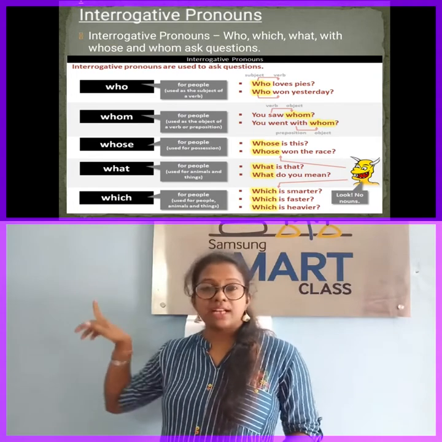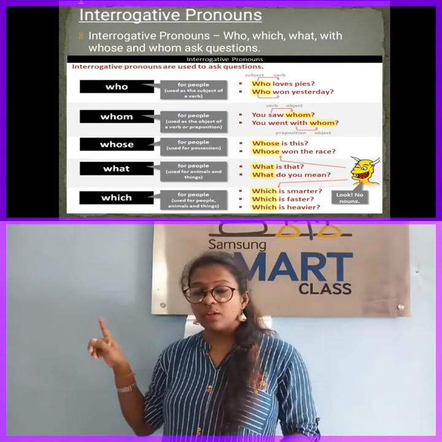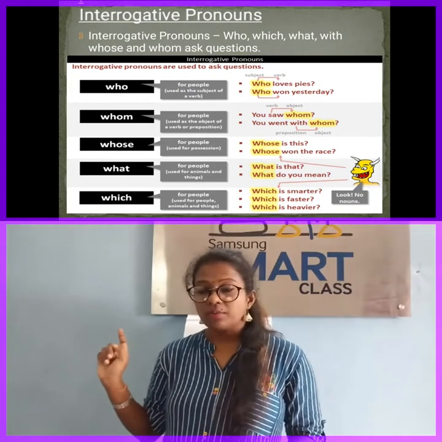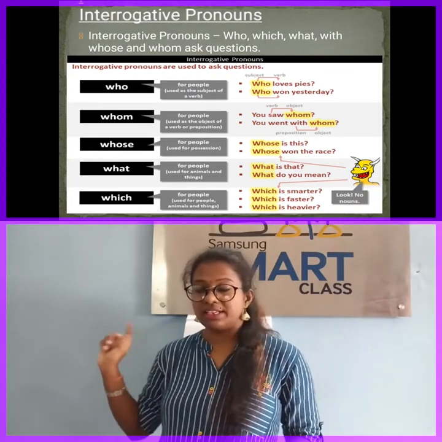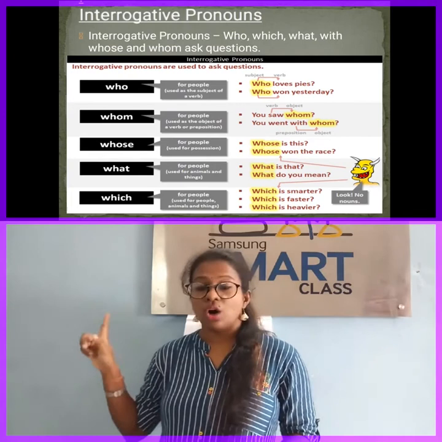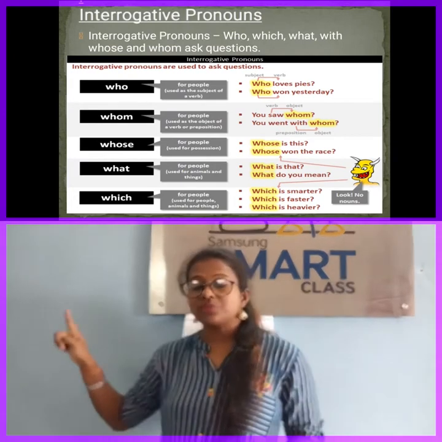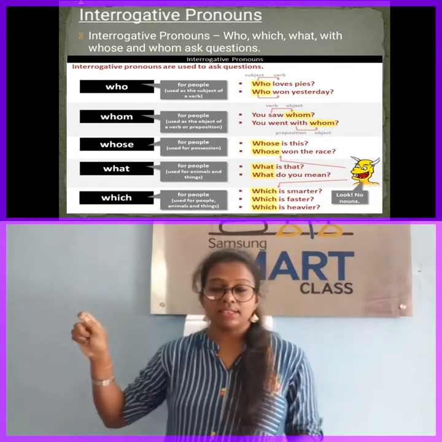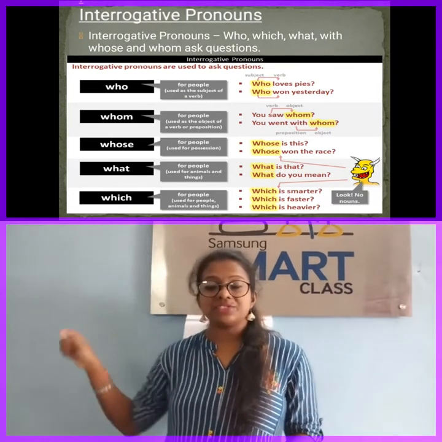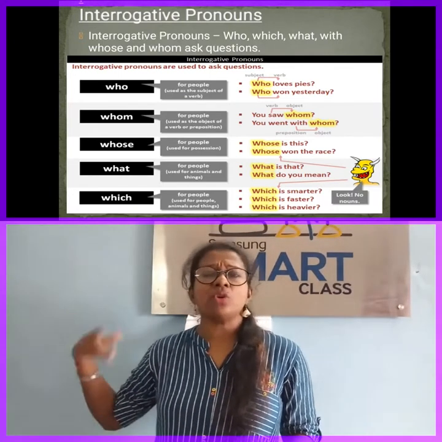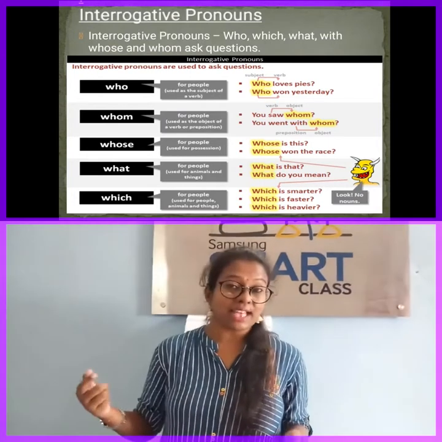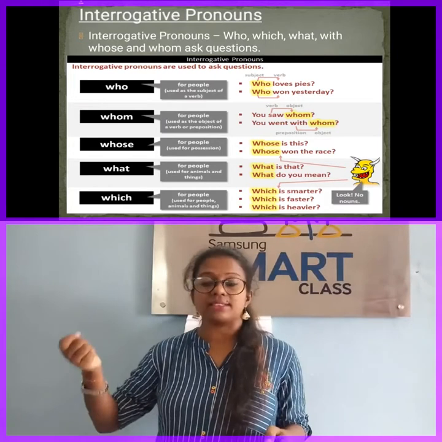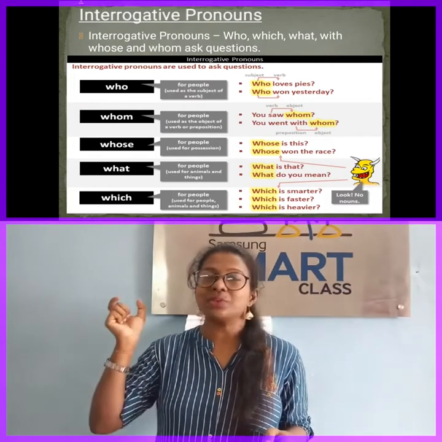And next we are coming to whom. It is used for people and used as the object of a verb or a preposition. See the example, you saw whom. So in the first one, whom has been used as the object of the verb, that is saw. And in the next example, you went with whom. So here whom is the object of the preposition, that is with.